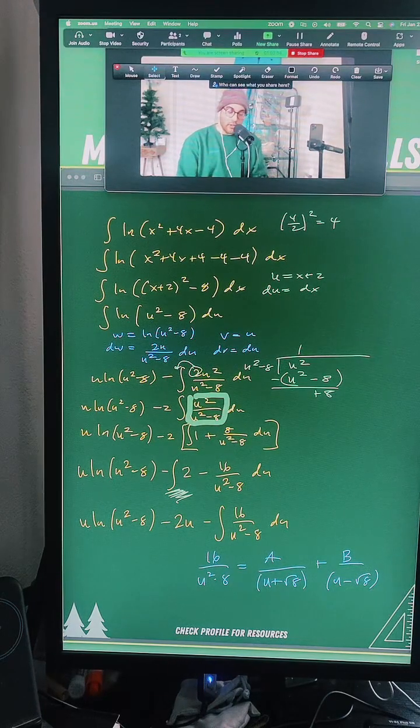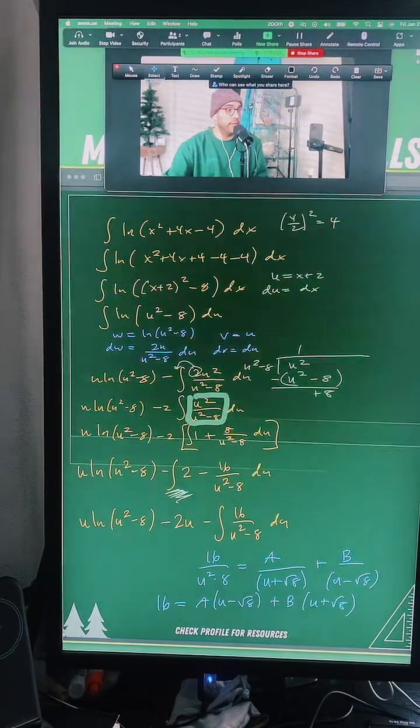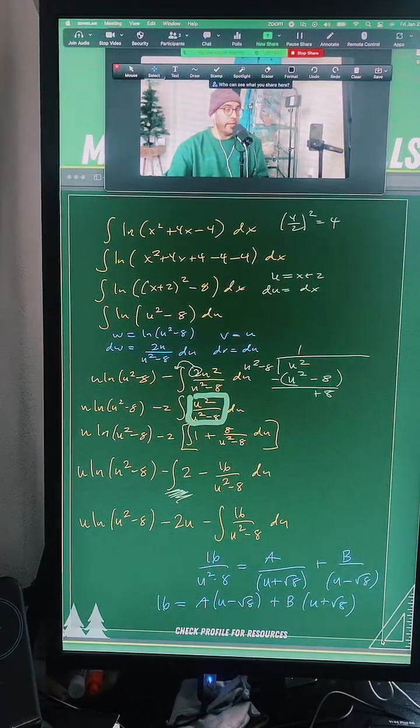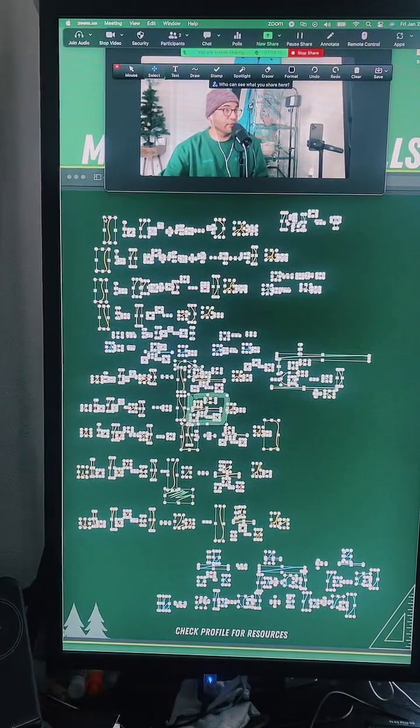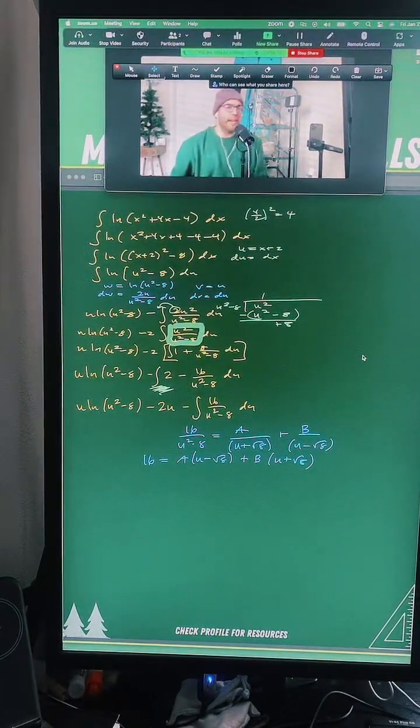All right, so if I use partial fractions, this means that the numerator, 16, has to be equal to a times u minus root 8 plus b times u plus root 8. I have to make some more space on here. And once I complete this with the partial fractions, we are going to have to use, some people called it the cover-up method, I forgot. Someone came on one of the streams and definitely mentioned how to simplify this better.